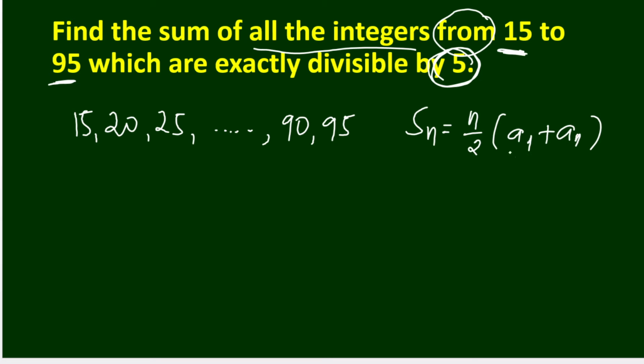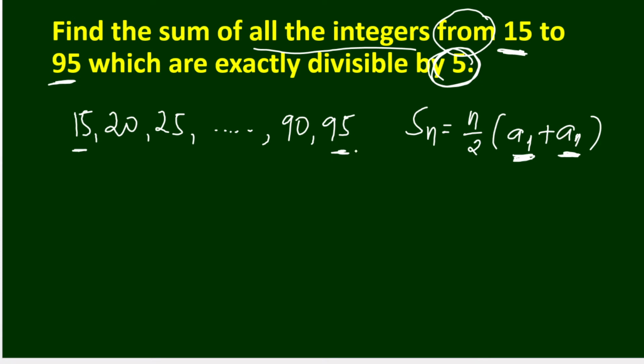Now, alam natin yung a of 1, which is 15. Alam din natin yung a of n, yung dulo, 95. Now, the question is, ang problema natin, ilang terms ba itong lahat? Ilan to? 1, 2, 3, 4, hanggang sa 95. Ilan ba sila lahat? So, ngayon, i-verify muna natin kung ilan ba yung terms na nandyan.